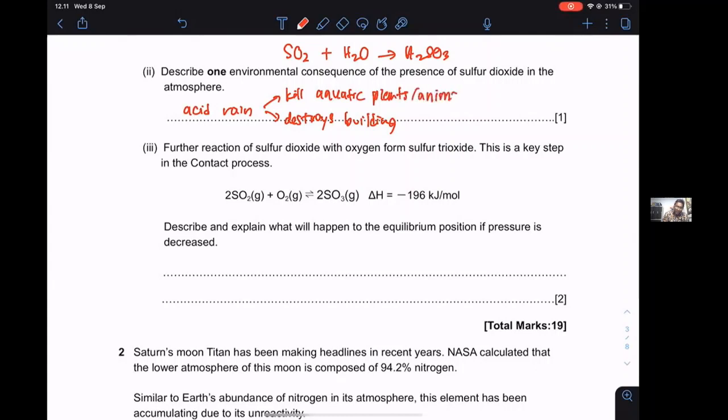So you need to explain. Some of you just put acid rain. I did accept it, but in future, read the question properly. Describe. You need to describe.